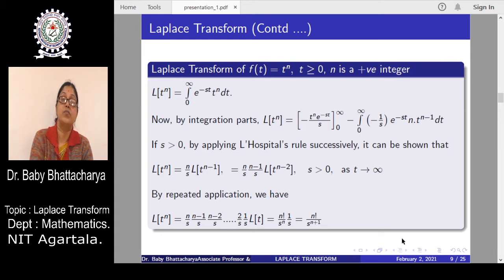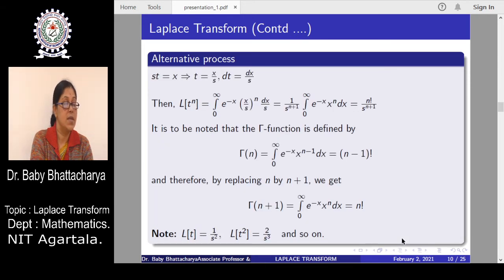So we have the Laplace transformation of the function f(t) whenever it is given in the form of t^n, and n is an integer, so we have the result in the form of n factorial by s^(n+1). So this is the Laplace transformation of t^n.